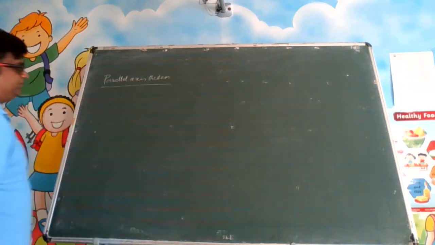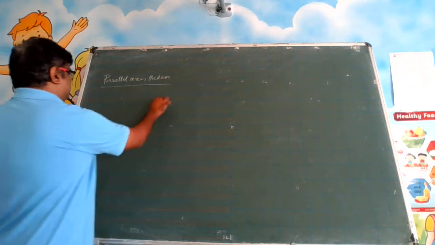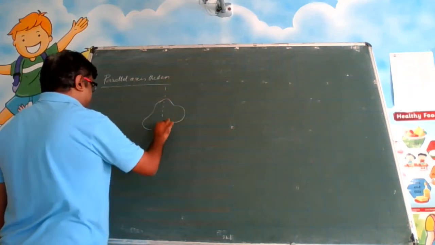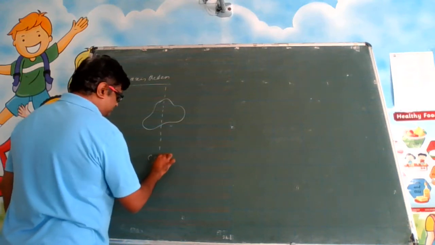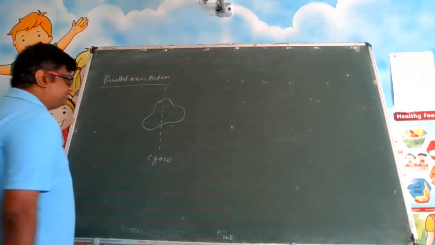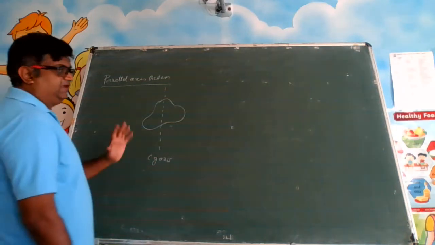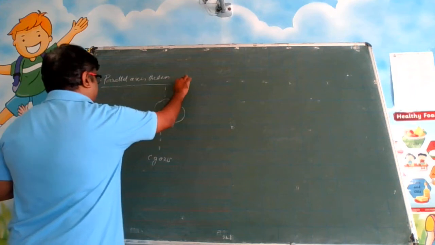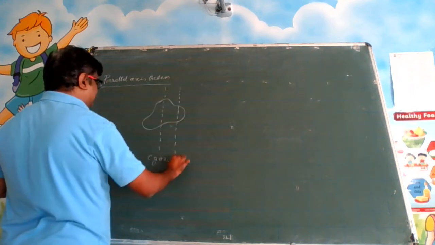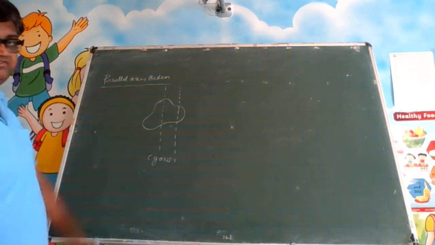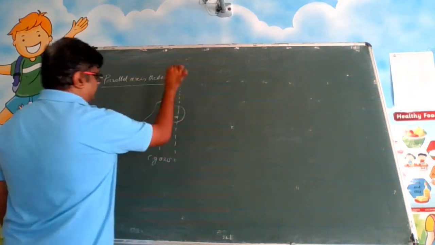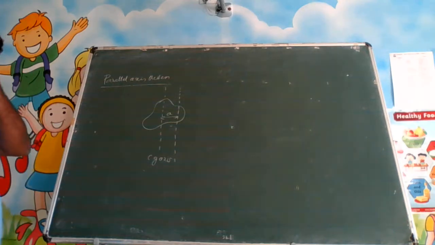See, basically, what we do in the parallel axis theorem means, suppose there is a rigid body like this, and this is the CG axis. Any axis about which you can rotate. Suppose you want to find the moment of inertia about some other axis which is not passing through the CG. Now let us say this axis is at a distance of A.